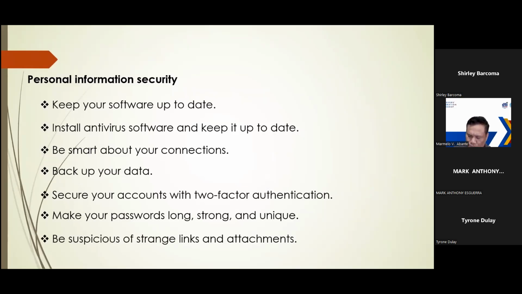Next is to be suspicious of strange links and attachments. When you read an email, tweet, or Facebook post, be suspicious of any links or attachments included there. Do not click the link directly if you are suspicious. Instead, if you want to access the website, find it yourself and navigate to it directly.